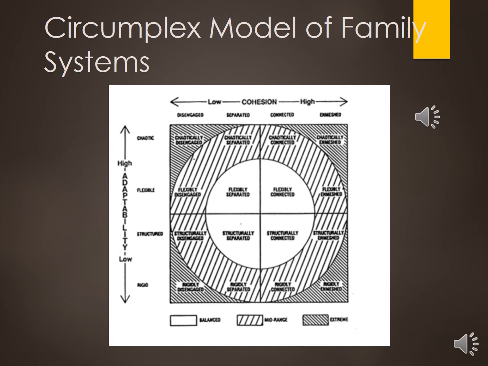So, when we make use of the circumplex model in order to understand family functioning, it becomes very helpful, because even the most dysfunctional families have these features, and even the functional families will reflect a few aspects regarding how flexible they are, how chaotic they are, how structured they are, and how rigid they are.